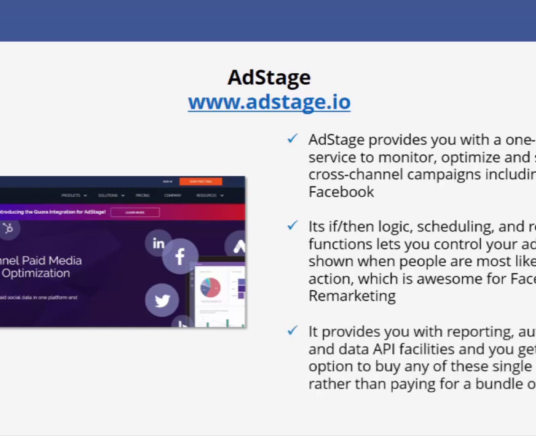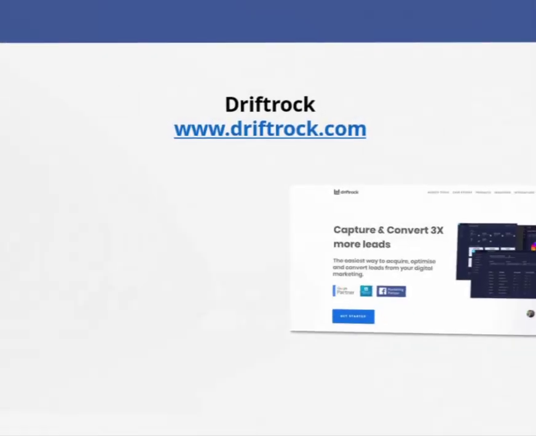It provides you with reporting, automation, and data API facilities, and you get the option to buy any of these single facilities rather than paying for a bundle offer. However, the price for the product bundle starts from $838 per month.